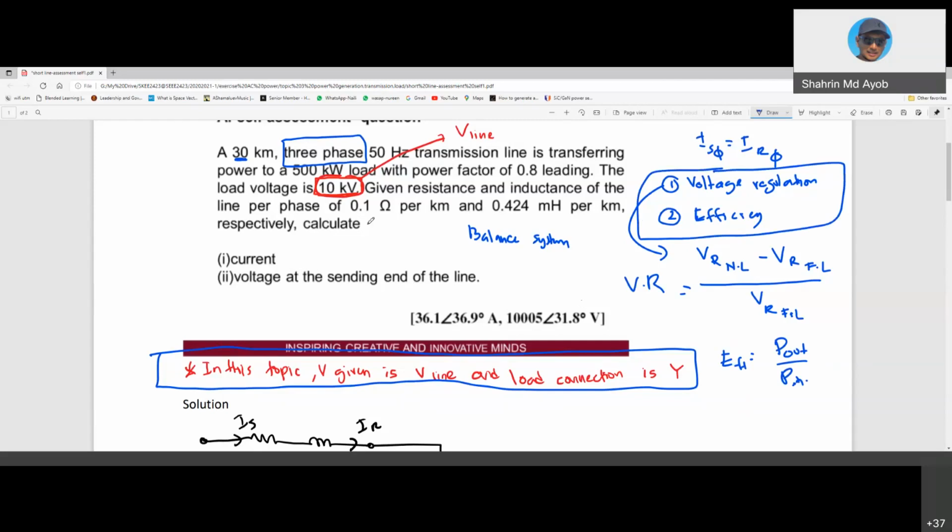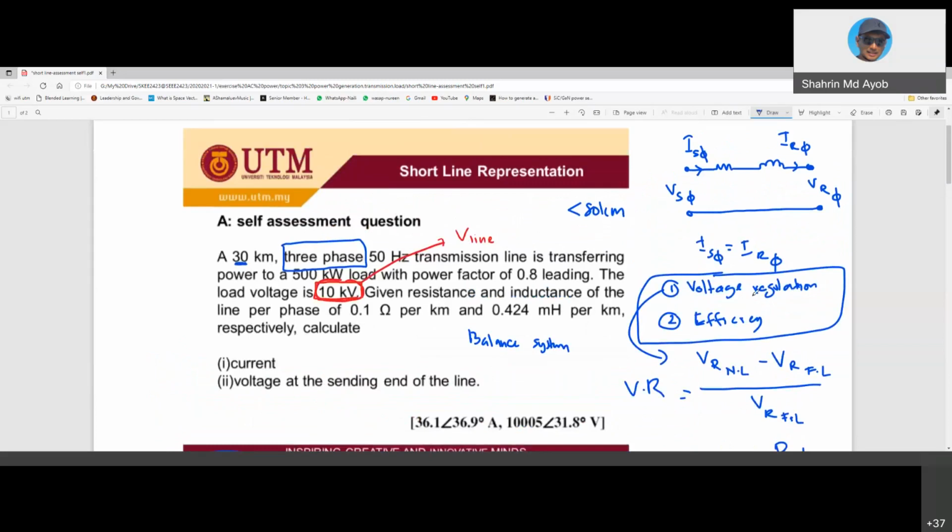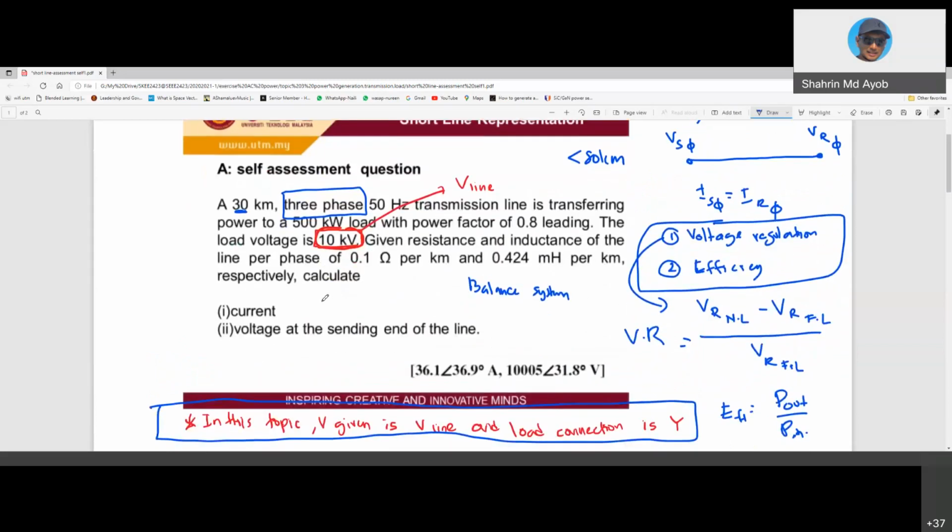The question is not related to the voltage regulation and efficiency. The question is: calculate the current and the voltage at the sending end of the line. So what you need to do is use the information given here.